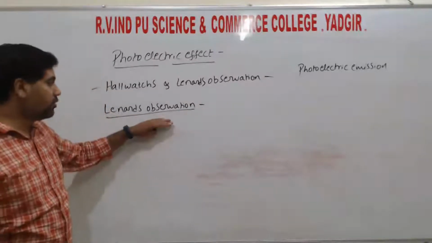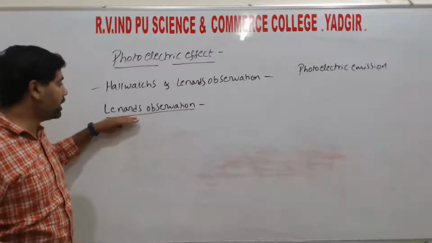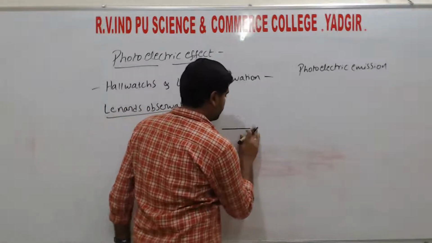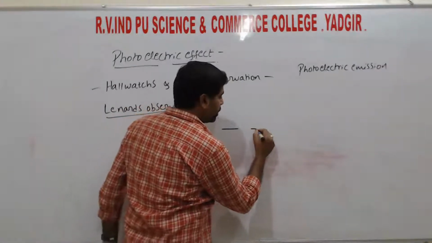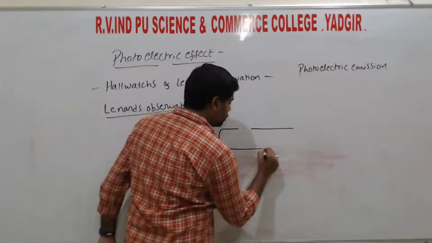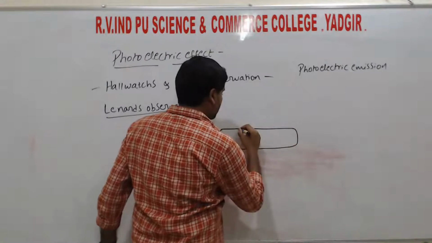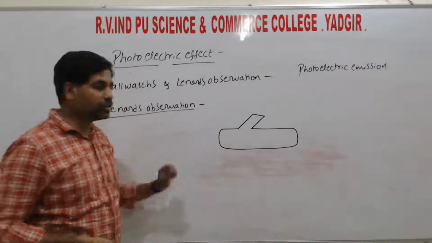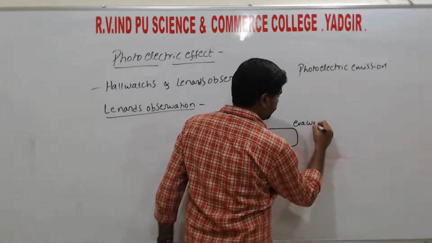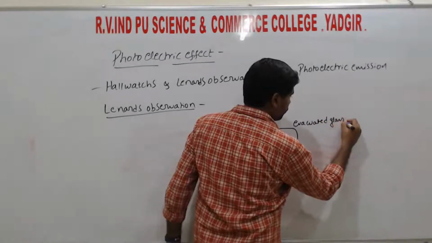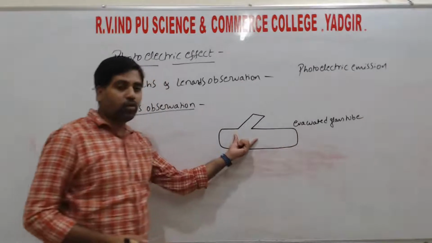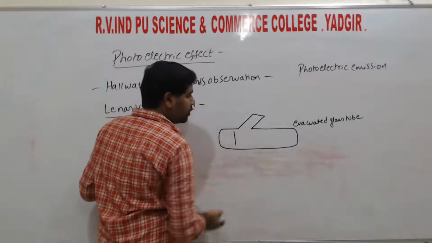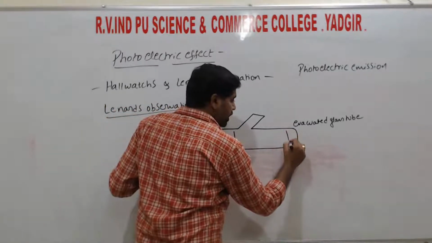So in Lenard's observation, that is the experimental setup, he conducted the experiment with one evacuated glass tube. So this one is the evacuated glass tube, that is, there will be no air present in this glass tube. Later he placed two metals. So this one is one metal and here he placed the other metal.